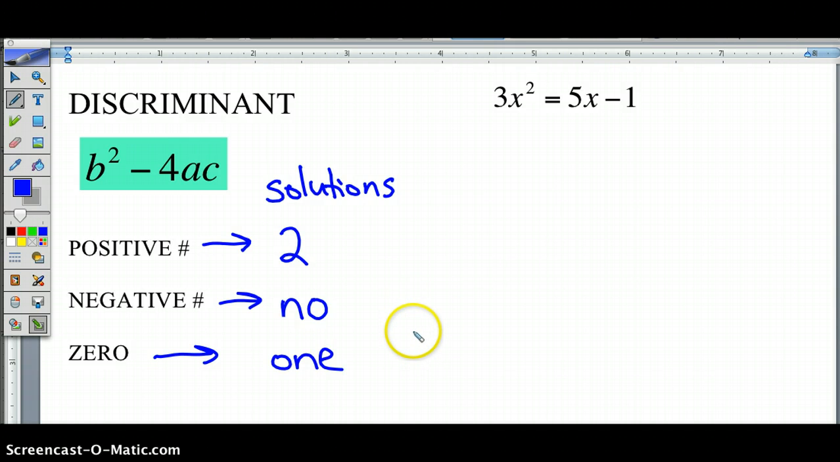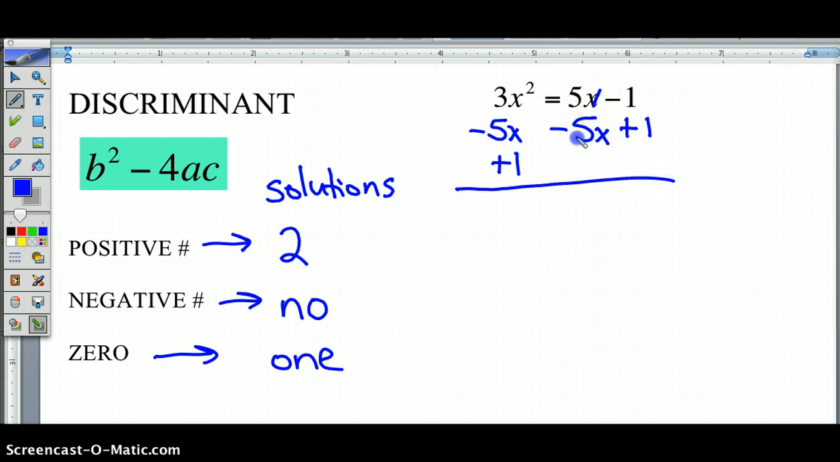Okay, so on problems where it says to use the discriminant, you don't have to actually find the solutions, you just have to tell how many there are. So for instance, on this one, which is number 18, 3x squared equals 5x minus 1. Well, before we can do the discriminant, we have to get our equation equal to 0. So I'm going to go ahead and subtract 5x and add 1. I'll go ahead and do that all in one step. That leaves me with 0 on the right. Nothing on the left-hand side is a like term, so I have 3x squared minus 5x plus 1 equals 0.